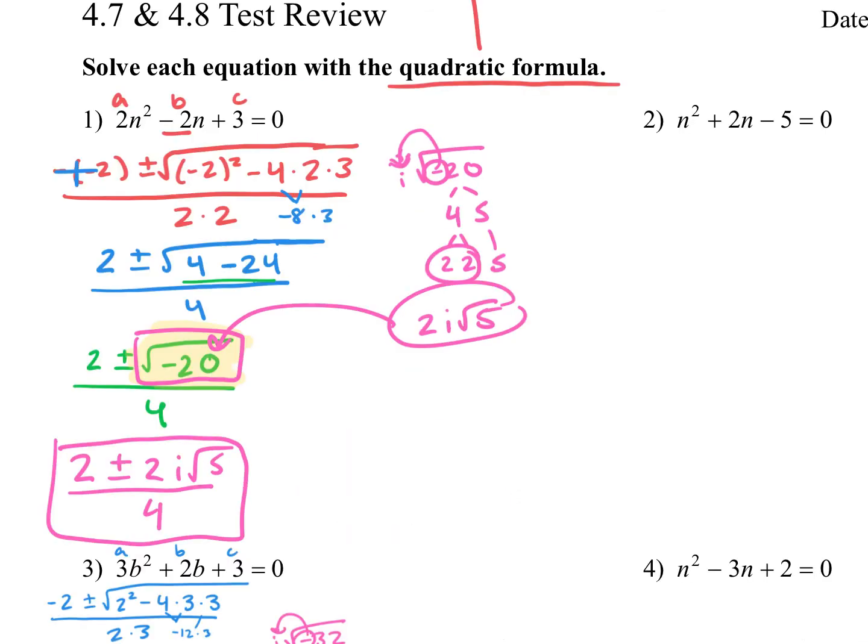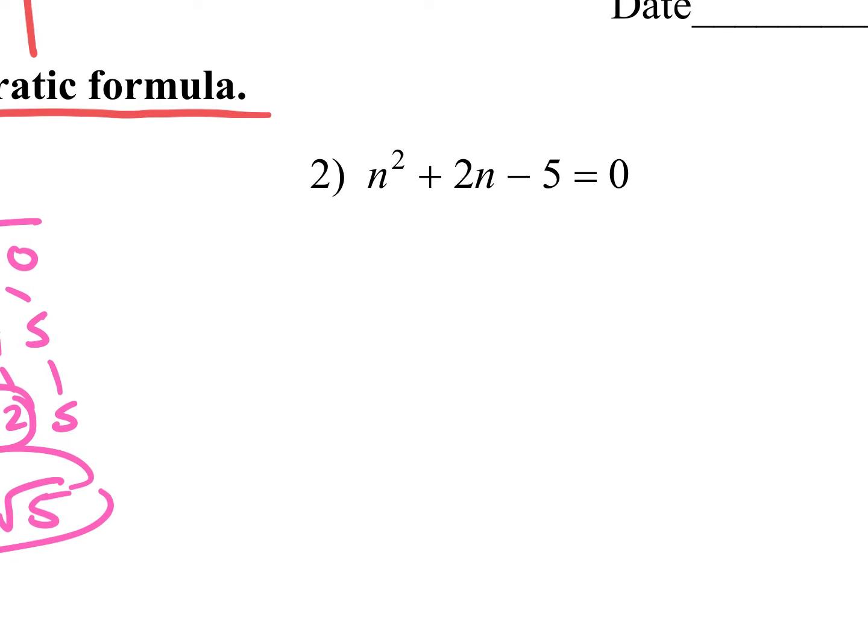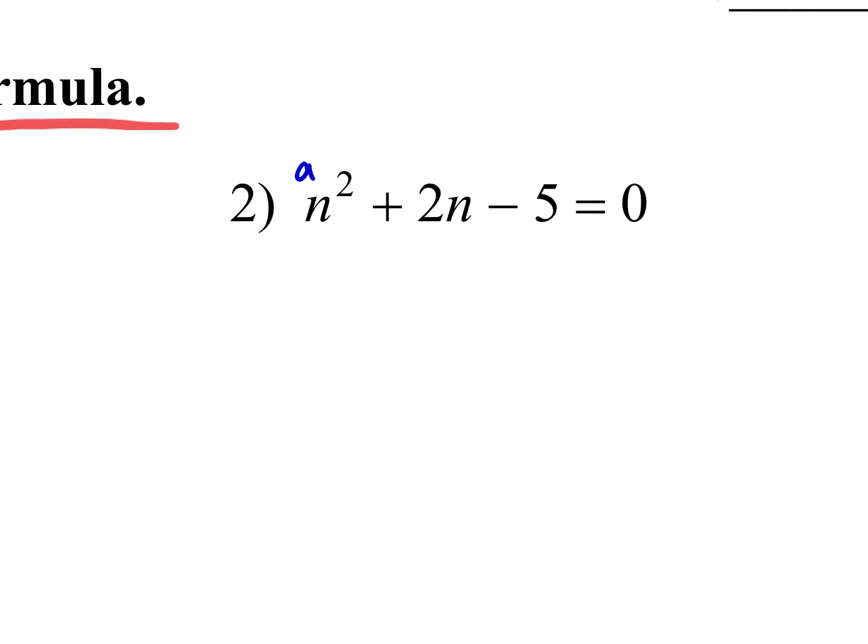All right, Tessa. Number 2, what's A? A is 1. What's B? And what's C? Perfect. So it's equal to 0. We don't have to move anything around. We can just say our A, B, and C. Now we plug it in.